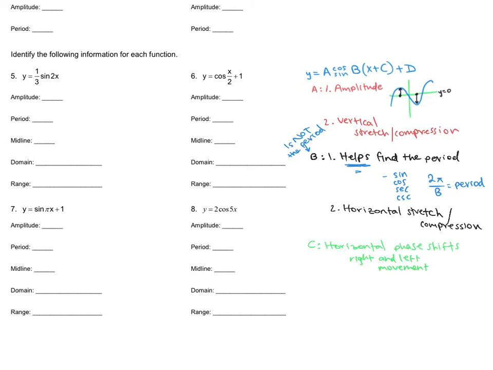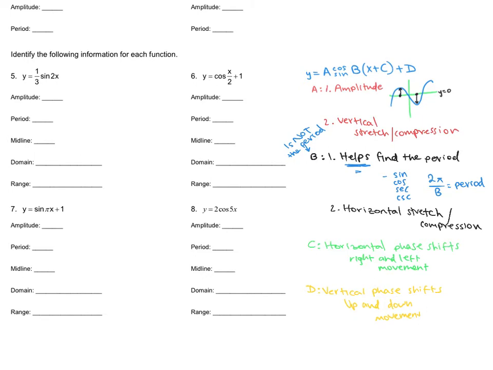And then we have our final one, which is the d value. Just as easy as the c value, it determines vertical shifts, so that would be up and down movement. If you see a d value in the equation, you know that the graph has shifted either up or down from the parent function.